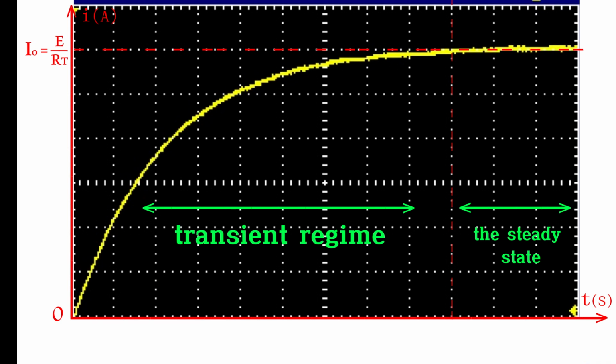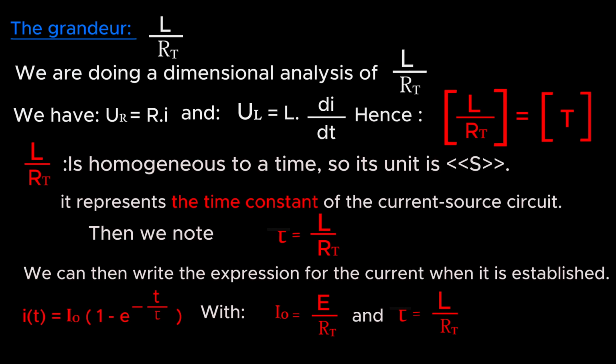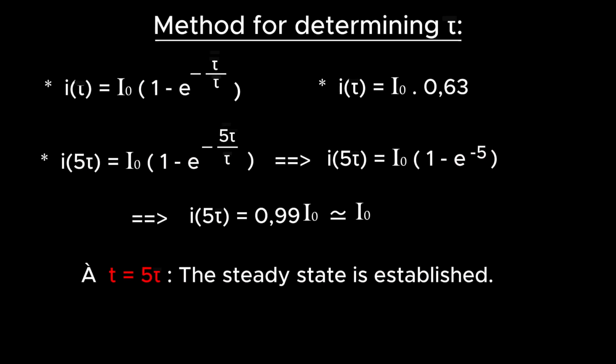So the curve of i of t is of this form. By doing a dimensional analysis, we find that L over RT has the dimensions of a time, so it represents the time constant of the circuit. Tau is the instant when the current is 63% of its maximum value.